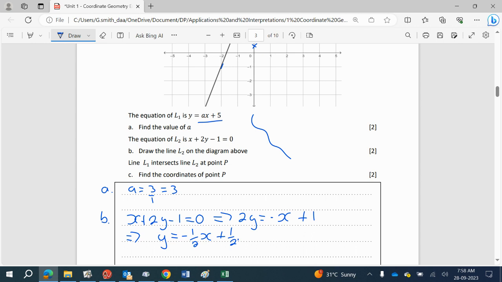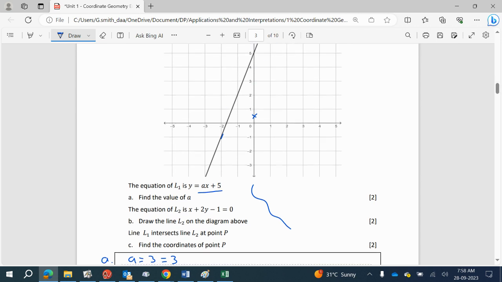Is it 3 across, 1 up? Is it 5 down, 3 across, or what? What does the slope triangle tell us? It says 1 down, 2 across. So we need to go 1 down to here, 2 across to there.